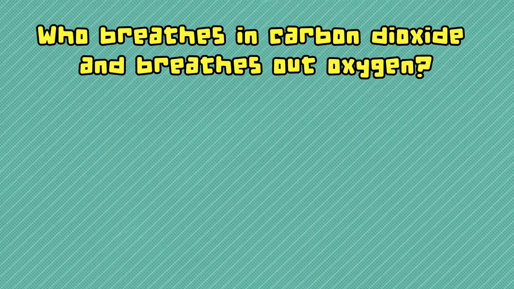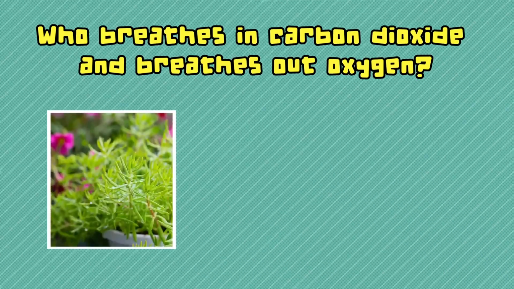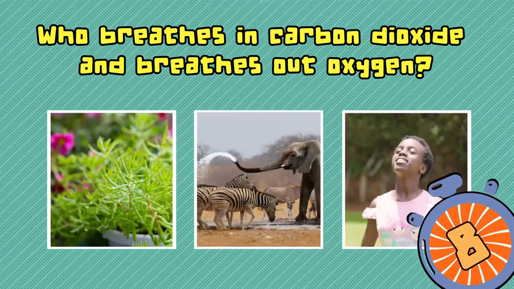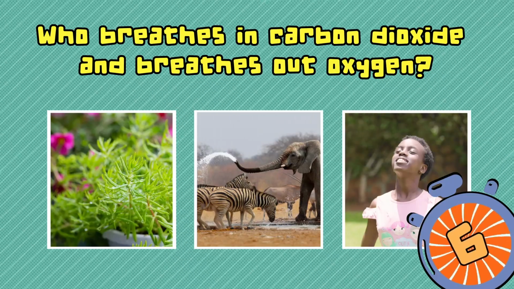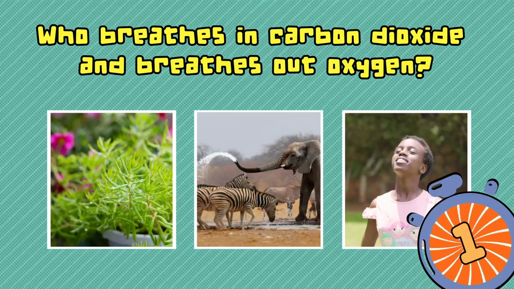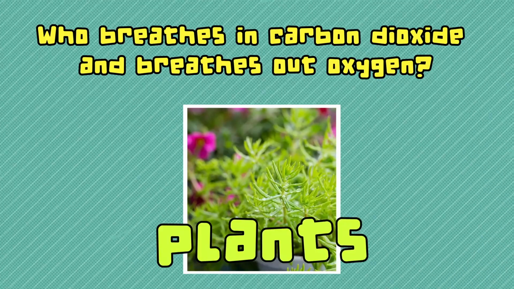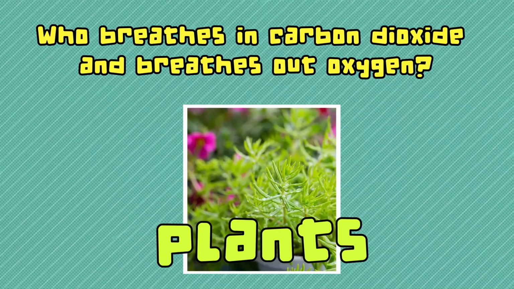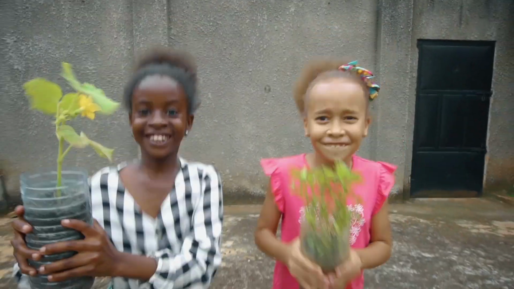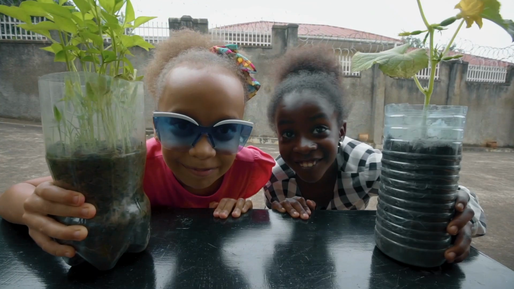Which one breathes in carbon dioxide and breathes out oxygen? Plants, animals, or people? It's plants. Plants breathe in carbon dioxide and produce oxygen in a process of photosynthesis. One of the reasons it is good to have a lot of plants around the house and compound.